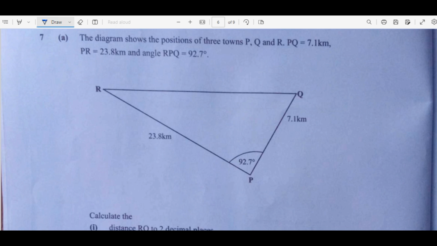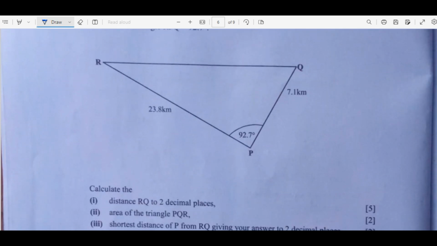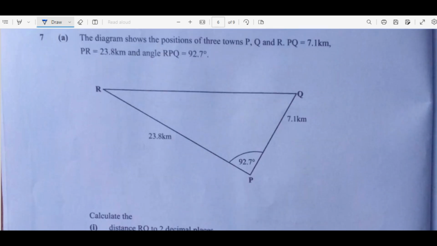2023, and this is the first question from section B. The question reads, the diagram shows the positions of 3 points P, Q and R. PQ is equal to 7.1 kilometers, PR is 23.8 kilometers, and angle RPQ is 92.7 degrees. Now let's look at the first question. Calculate, Roman number 1, the distance RQ to two decimal places.